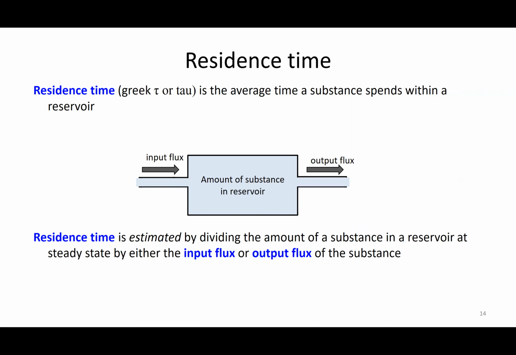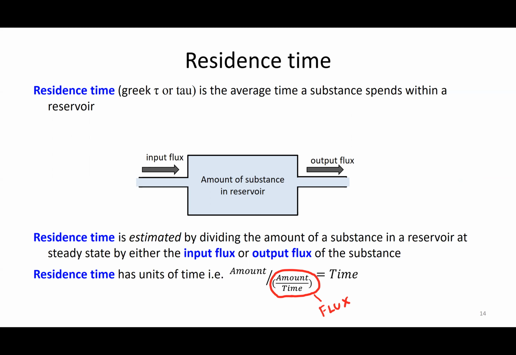We can estimate residence time by simply dividing the amount of a substance in a reservoir that's at steady state by either the input flux or the output flux of the substance. Residence time has units of time, as defined by, it's the amount divided by the flux, where the flux has units of amount divided by time, so it's amount divided by amount over time. The amounts cancel out and we end up with units of time.